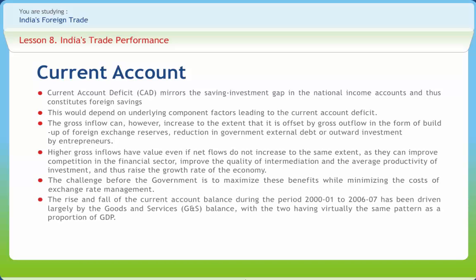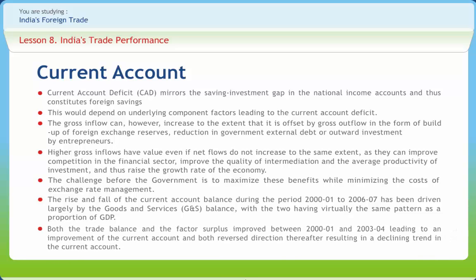The rise and fall of the current account balance during the period 2001 to 2006-07 has been driven largely by the goods and services balance, with the two having virtually the same pattern as a proportion of GDP. The surplus from factor income, including remittances, which fluctuated between 2% and 3% of GDP, has helped moderate the substantial deficit on the trade account. Both the trade, goods and services balance and the factor surplus improved between 2001 and 2003-04, leading to an improvement of the current account, and both reversed direction thereafter, resulting in a declining trend in the current account.